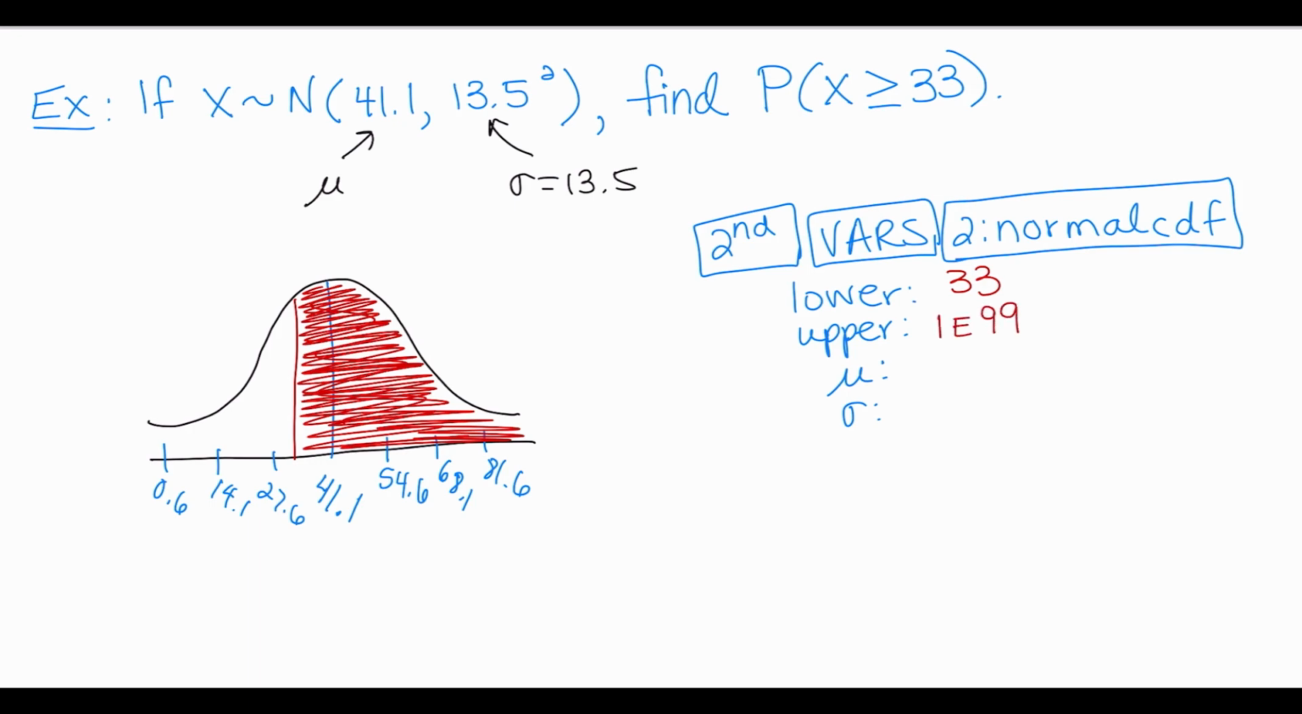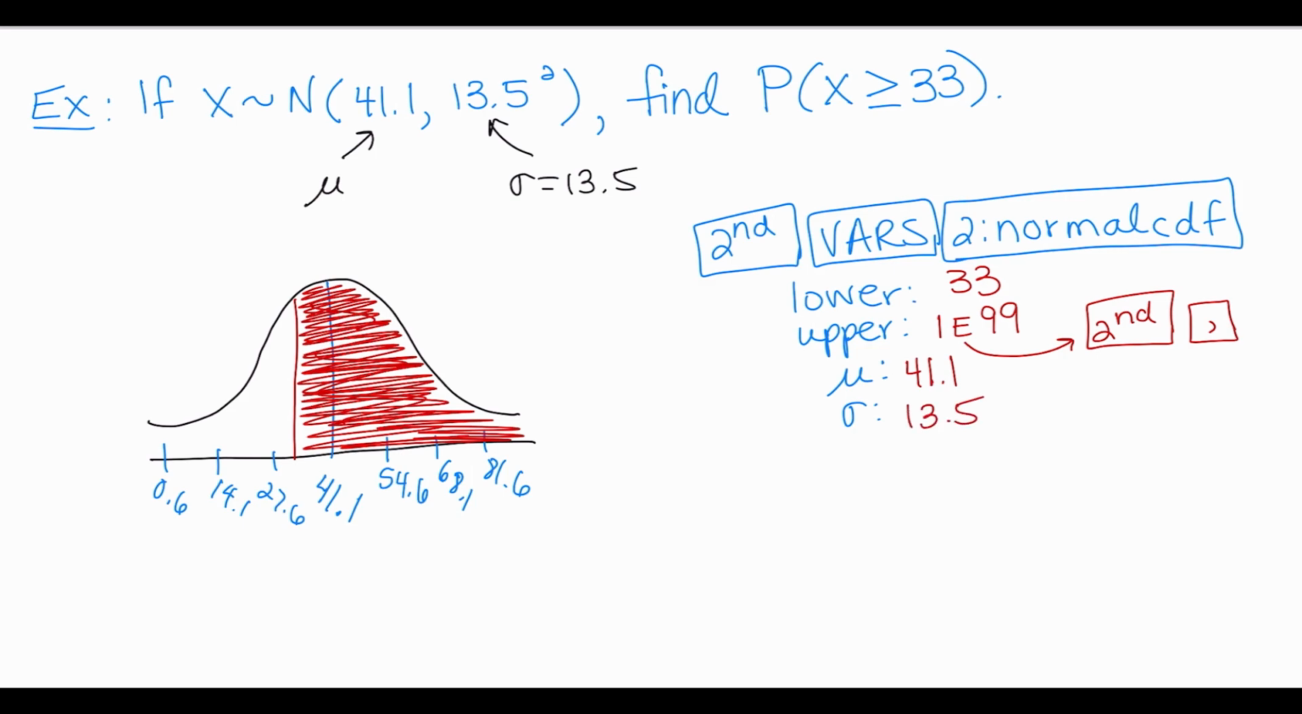The upper bound is positive infinity, which I'm going to enter as 1E99, and this E is not the letter E. It's not like an E for elephant, okay? It's like exponential notation. So here, the way you find that E in the TI-84 calculator is second comma. And then my mean, if you remember, is 41.1 in this problem. And the standard deviation is 13.5.